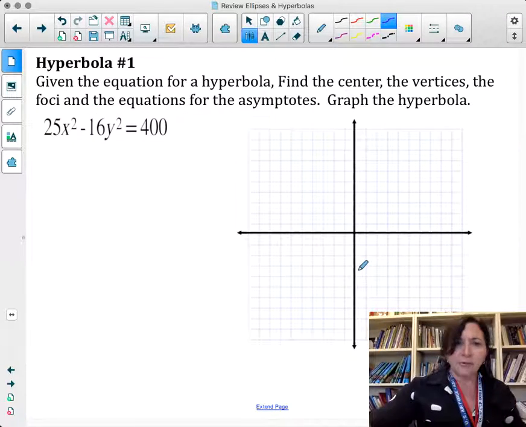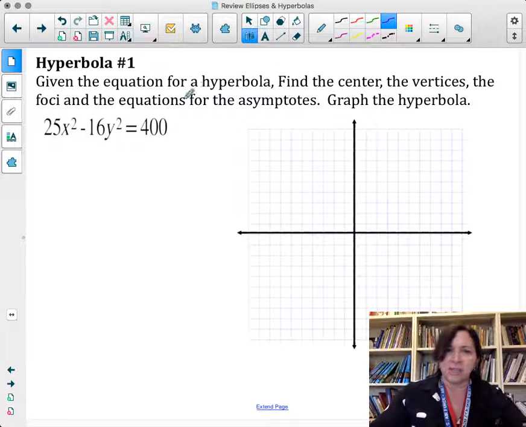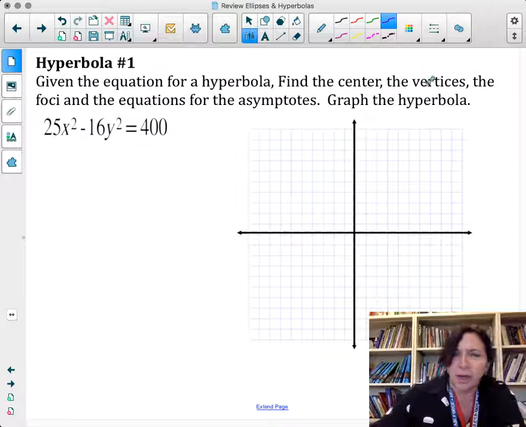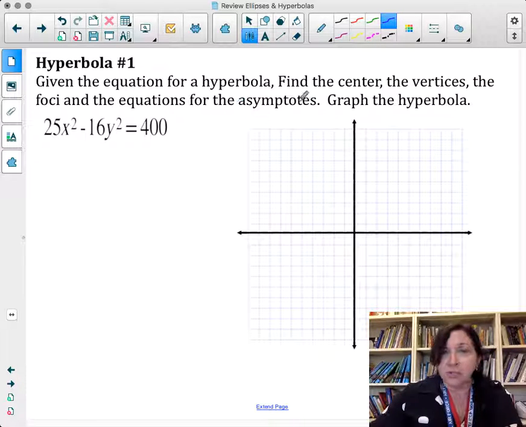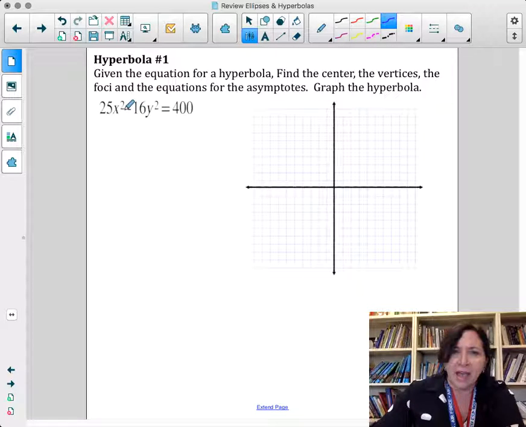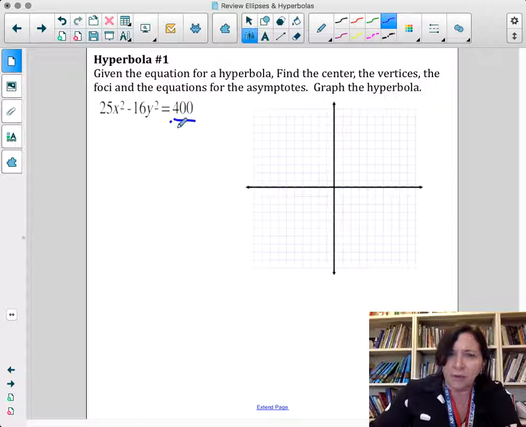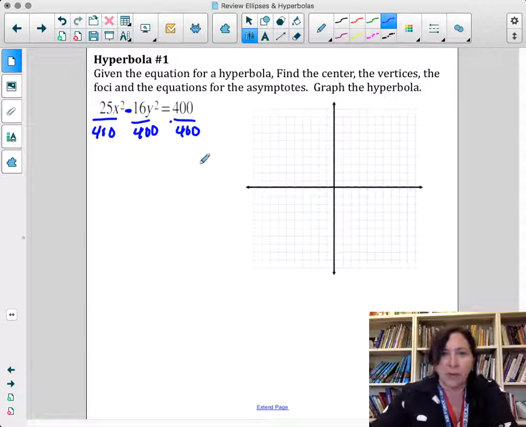All right. Next question is, now we're switching to hyperbolas. And it says, given the equation of a hyperbola, find the center, the vertices, the foci, and the equation of the asymptotes, and then graph. Now, for this problem right here, I noticed that I have an x squared but not an x, and I have a y squared, but not a y. So what that's telling me is I do not have to complete the square. So all I have to do basically now is divide this by 400. And I know that this is a hyperbola, by the way, because of this minus sign right here. That differentiates the ellipses from the hyperbola.